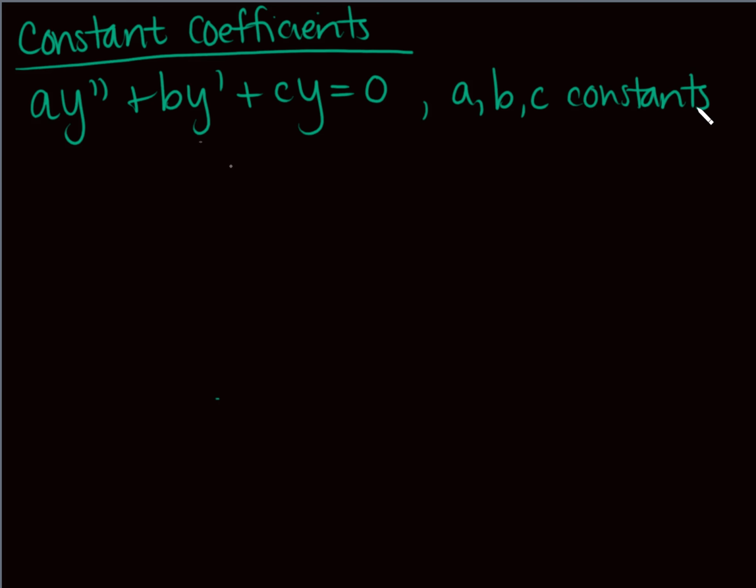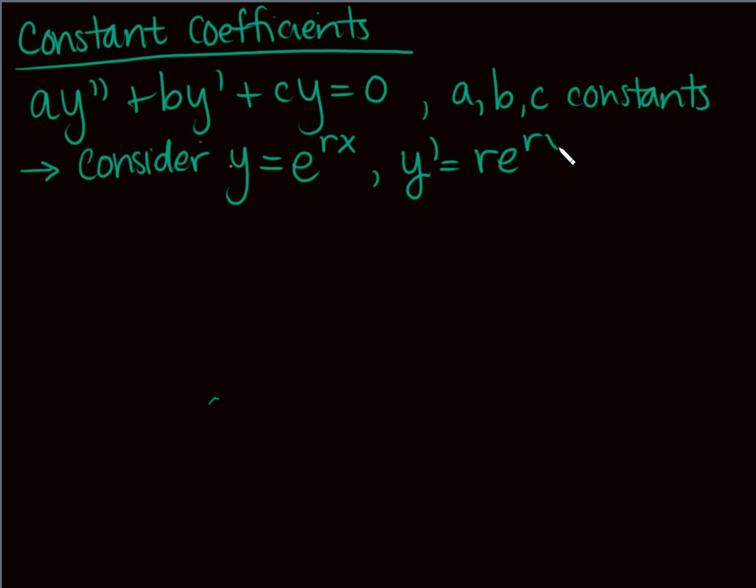So here's our argument, or our derivation of how we find these solutions. Let's consider y equals e to the rx, where r is just some number. What would this differential equation look like if this was my solution? Notice, if y equals e to the rx, then y prime is r e to the rx, and y double prime is r squared e to the rx.